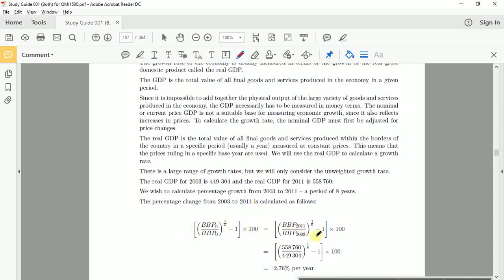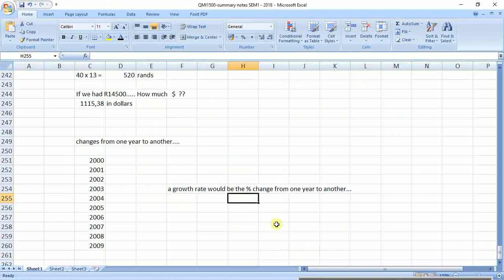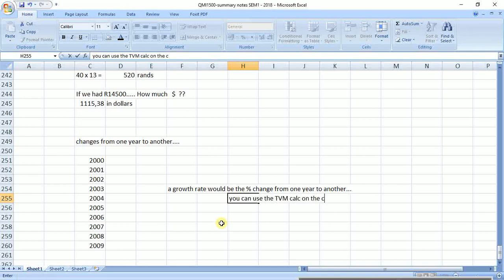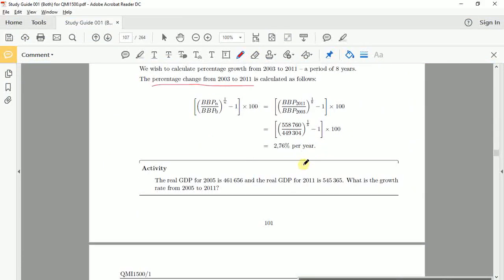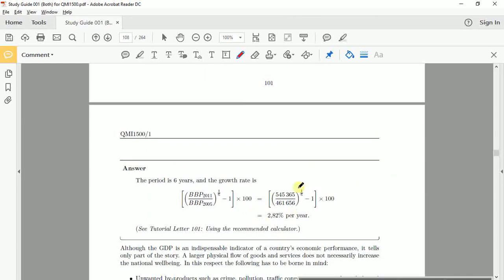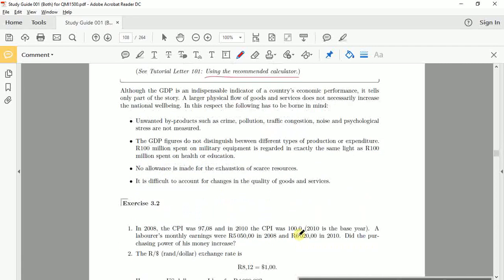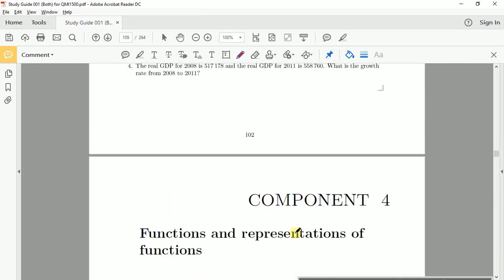I don't like using the formula because you can actually do it on the calculator. Percentage changes, we'll do that later on. So ignore the equations for now. You can use the time value of money calculation on the calculator to do the workings. That's just an example there. They've used an equation. We don't need to use equations. See, even they said use the calculator. It's much easier. But they don't really show you how to use a calculator.